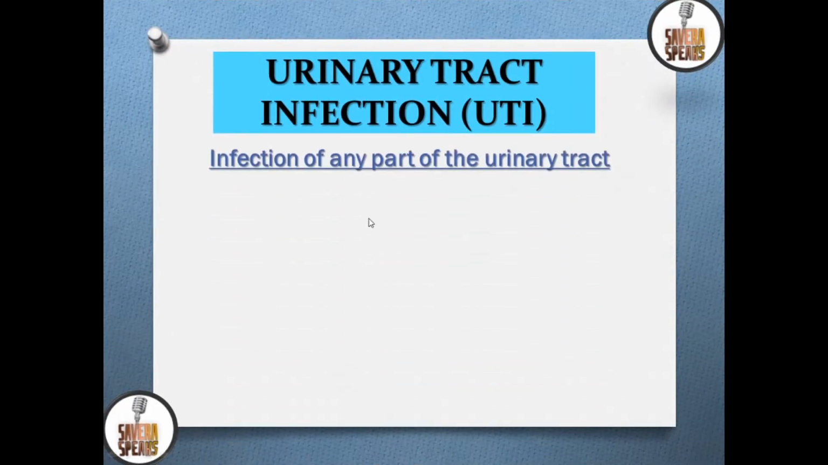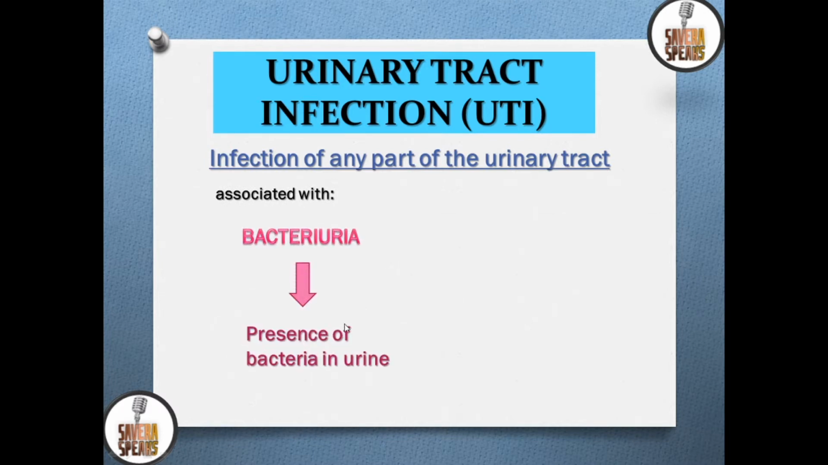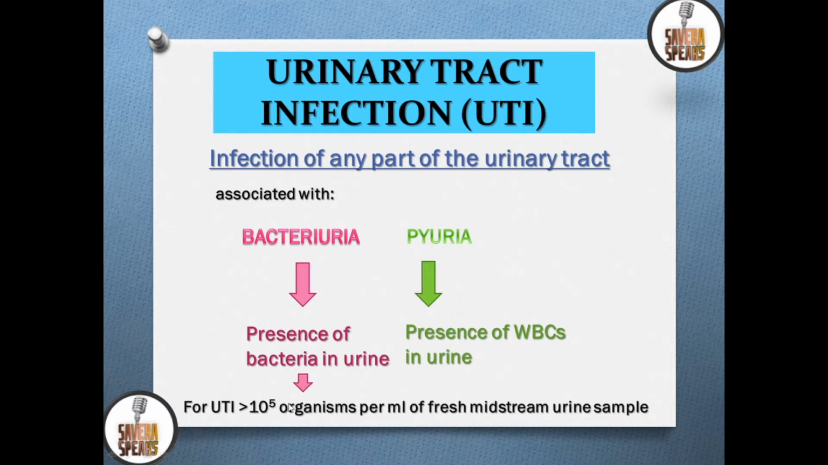Infection in any part of the urinary tract is known as UTI, or urinary tract infection. These are associated with bacteriuria, that is the presence of bacteria in the urine, or pyuria, the presence of WBCs in the urine. For UTI, the bacteriuria must be more than 10^5 organisms per ml of a fresh midstream urine sample, so this is the threshold of organisms that can cause UTIs.